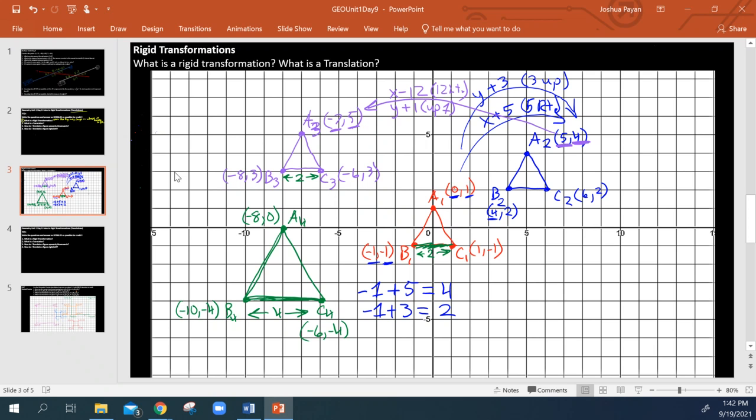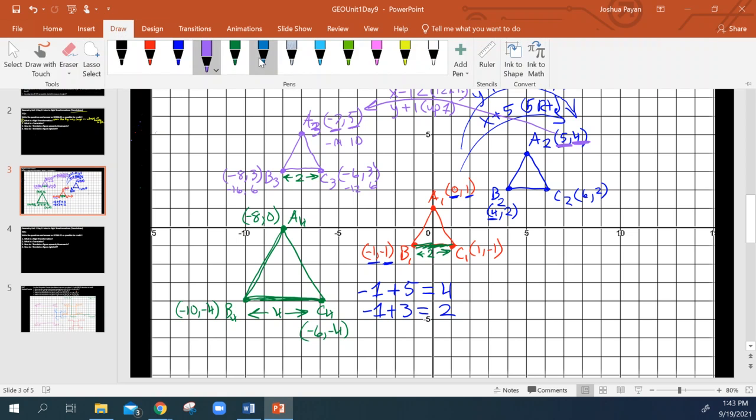So if I dilate by 2, this purple one, this would be negative 14, this would be positive 10, this would be negative 12, this would be positive 6, and this would be negative 16 and also positive 6. Okay, so we see what our coordinates would be if we dilated. So we dilated by 2, and then what did we do?